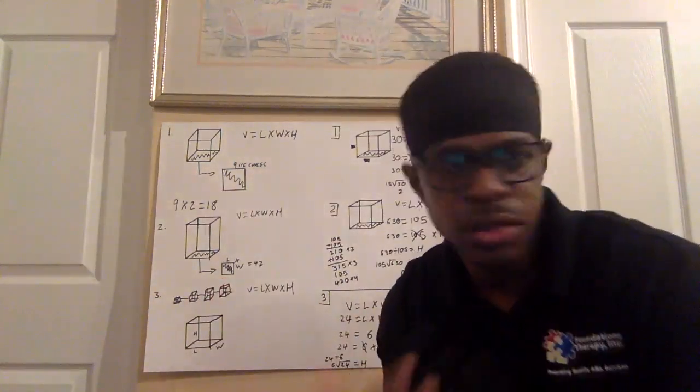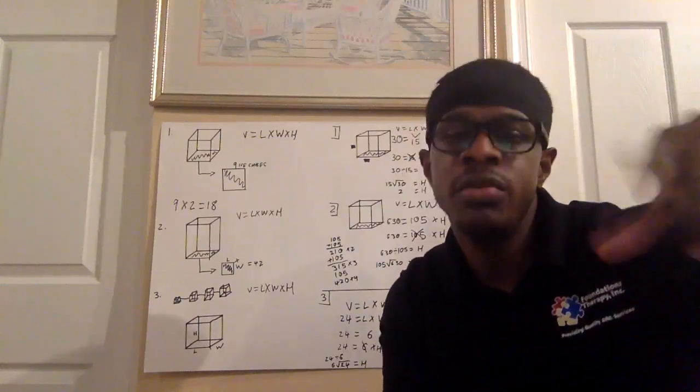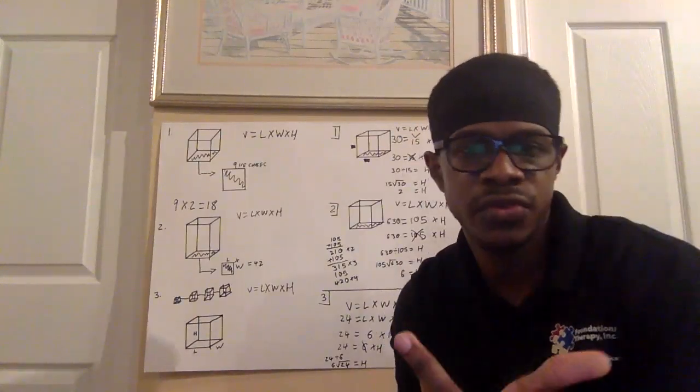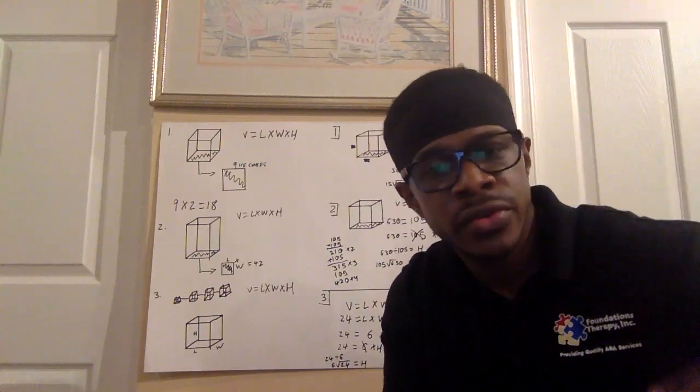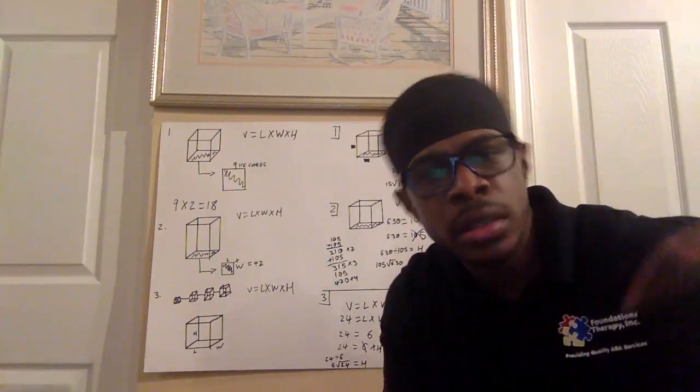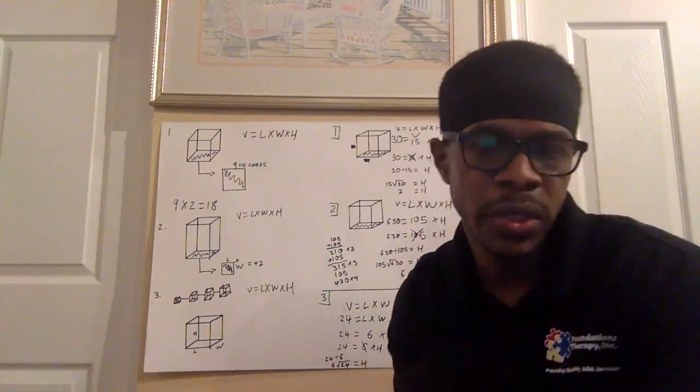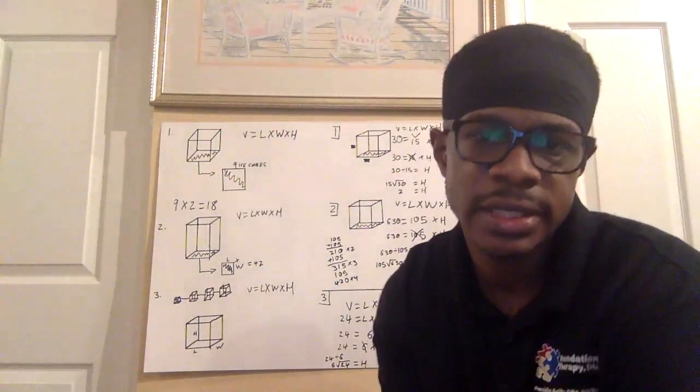If you're not that good with division, just do 15 times 1, then 15 plus 15, which is 30. So that's 15 times 2. You add another 15, that's 15 times 3. You add another 15, that's 15 times 4, and so on and so forth, and you should have gotten 6.